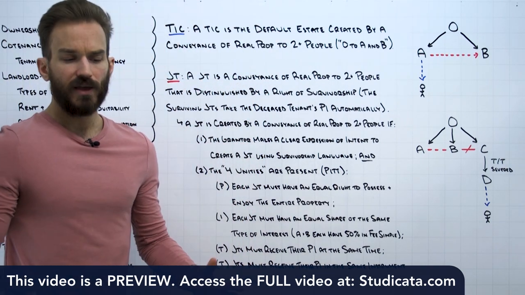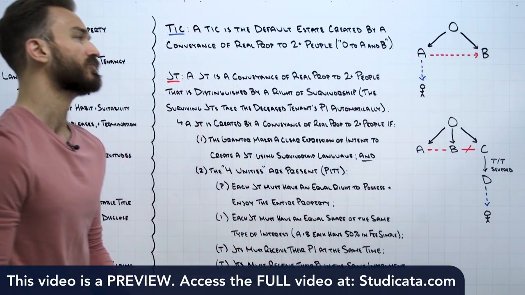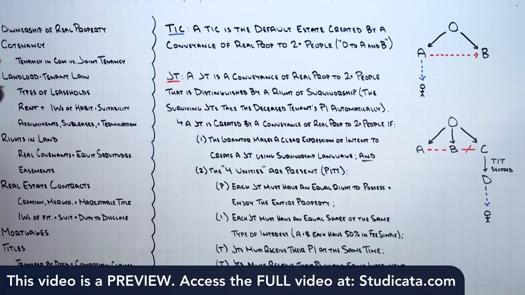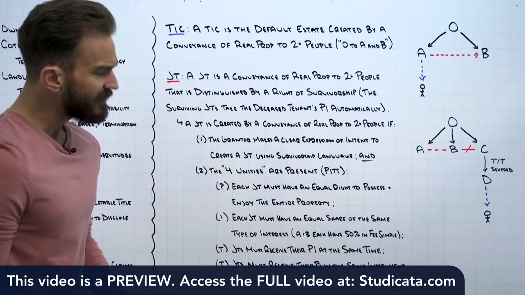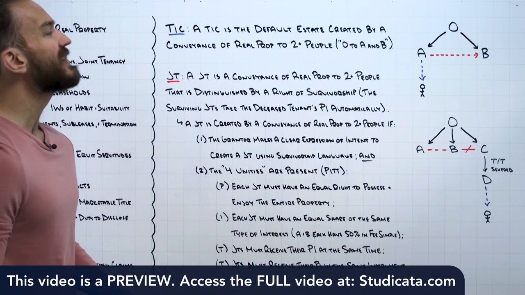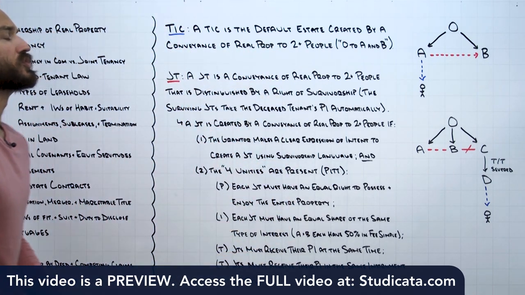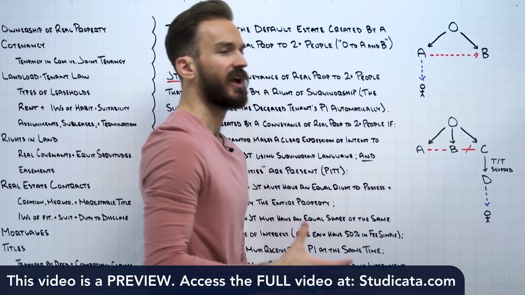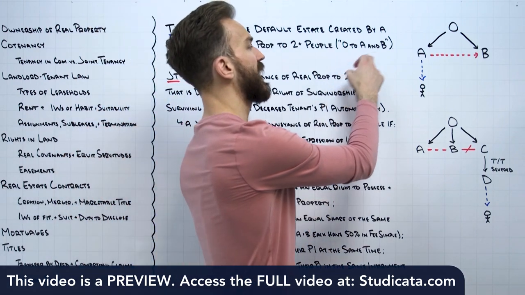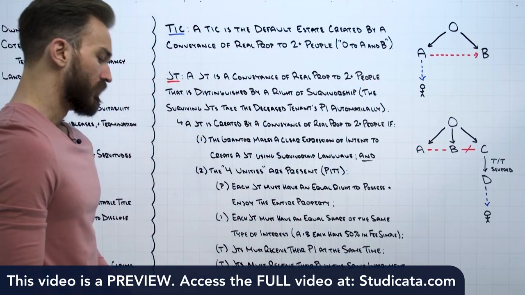And so you might see something like O to A and B, right? Which we'll see by default is what we call a tenancy in common. The tenancy in common is the default estate created by a conveyance of real property to two or more people. So if we see something like this, Oliver conveys Greenacre to Amy and Bobby, we know that's a tenancy in common.